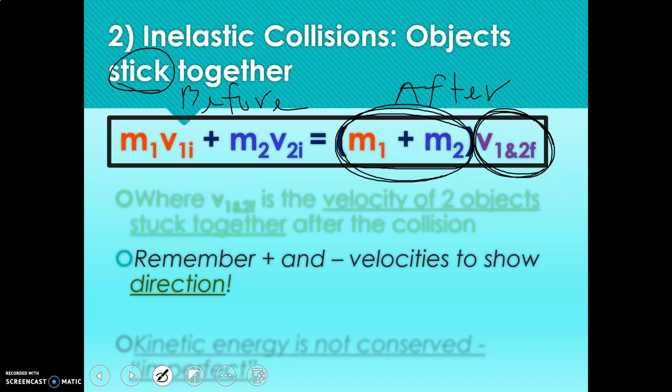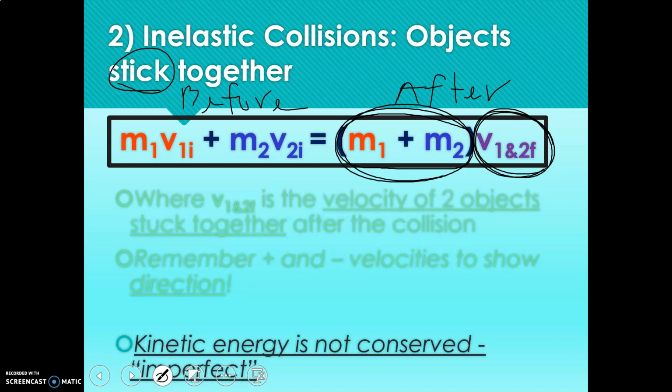Again, make sure you're using your positive and negative velocities to show direction. And with this type of scenario, because the objects are sticking together, kinetic energy, that moving energy, is not conserved. So it is imperfect or not perfect.